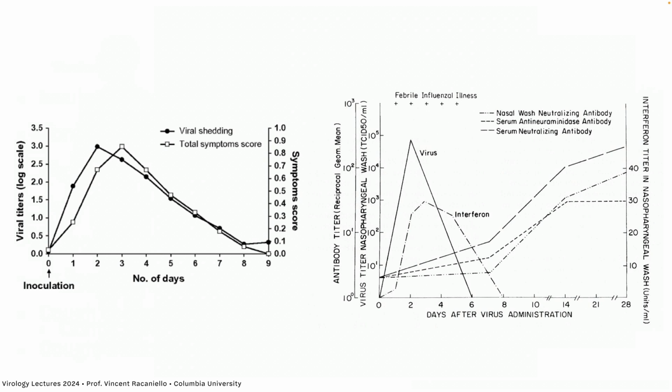A symptom score is where they ask you every day, how much have you blown your nose? How much does your head hurt? All these things add up and make a score. So you can see the viral shedding.